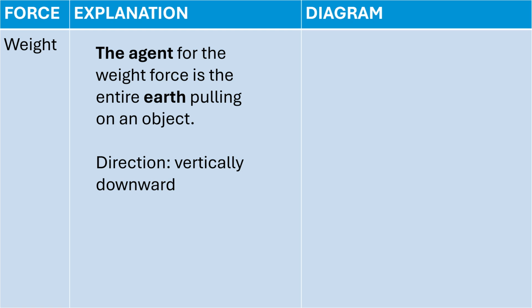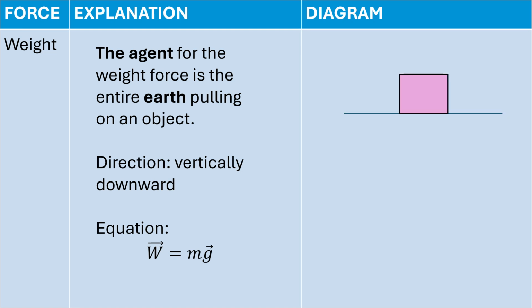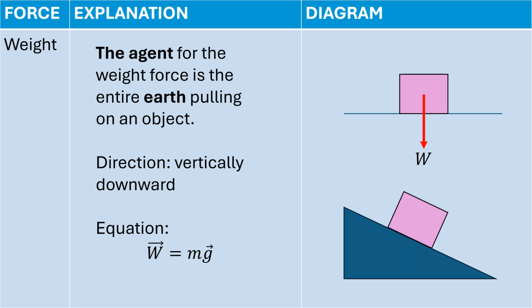The equation for weight is W equals mg, where W is the weight, m is the mass of the object, and g is the acceleration due to gravity. This picture shows weight. The arrow points down because gravity pulls down. Even if the object is on a slope, the weight still points down.